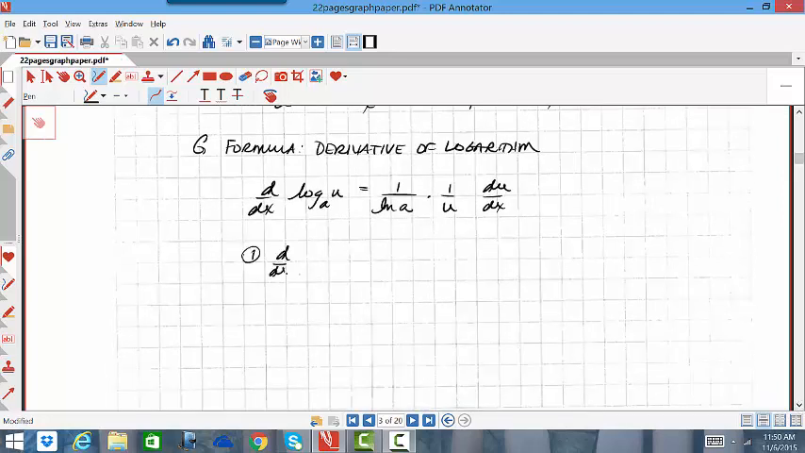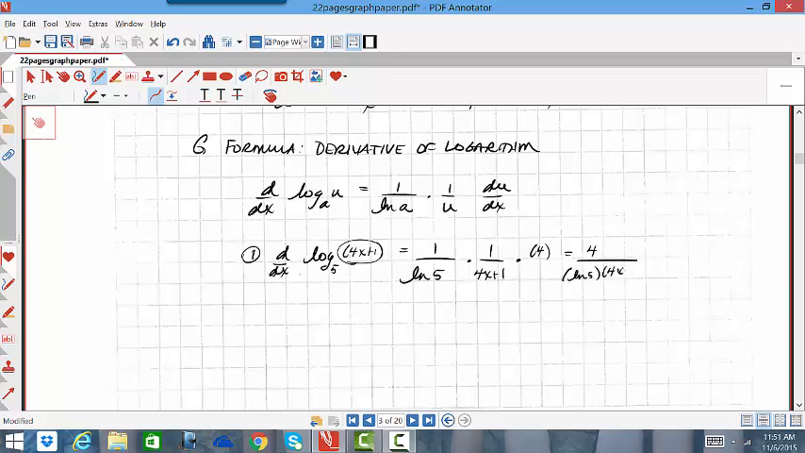Suppose they ask us to take the derivative of log base 5 of 4x plus 1. The derivative is 1 over the natural log of a, which is the base, times 1 over u, which is the argument of the logarithm, and then the derivative of the argument. The derivative of 4x plus 1 is just 4. So this answer is 4 over, and you can probably put in parentheses, the natural log of 5 times 4x plus 1. That would be your answer to that derivative.